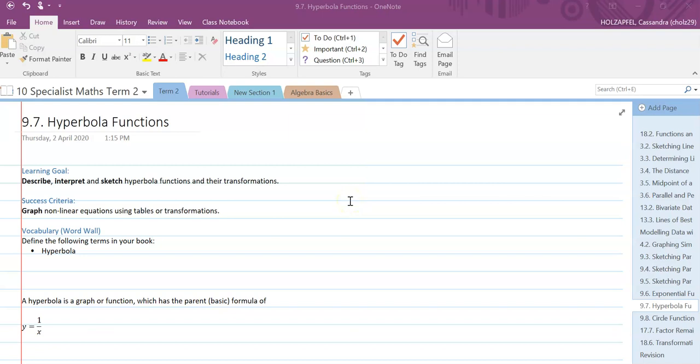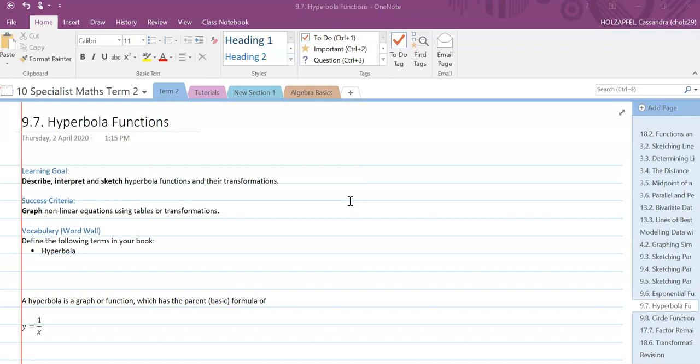Today we are going to be looking at hyperbola functions. So our learning goal is to describe, interpret and sketch hyperbola functions and their transformations. And today we're going to do that using tables, and we are going to have a look at transformations in the next video. So keep an eye out for that one.